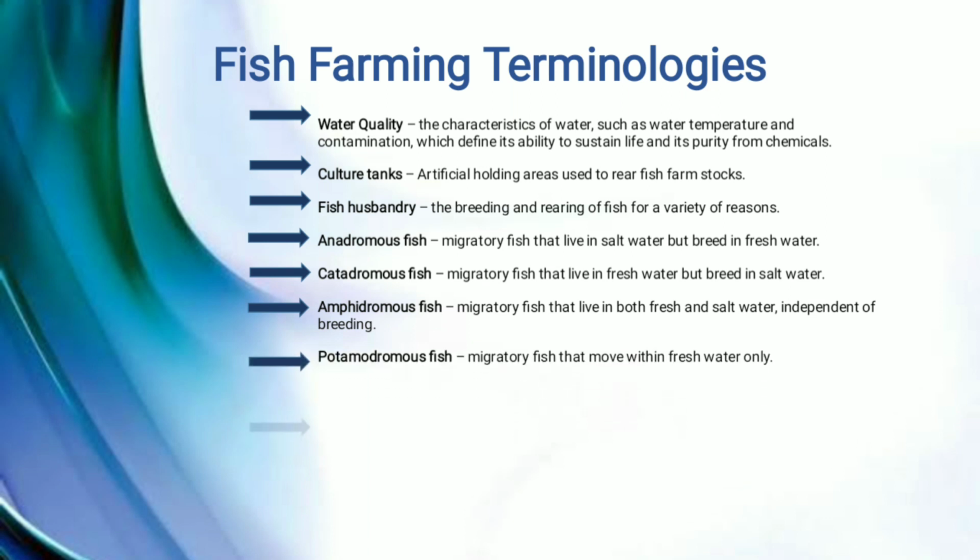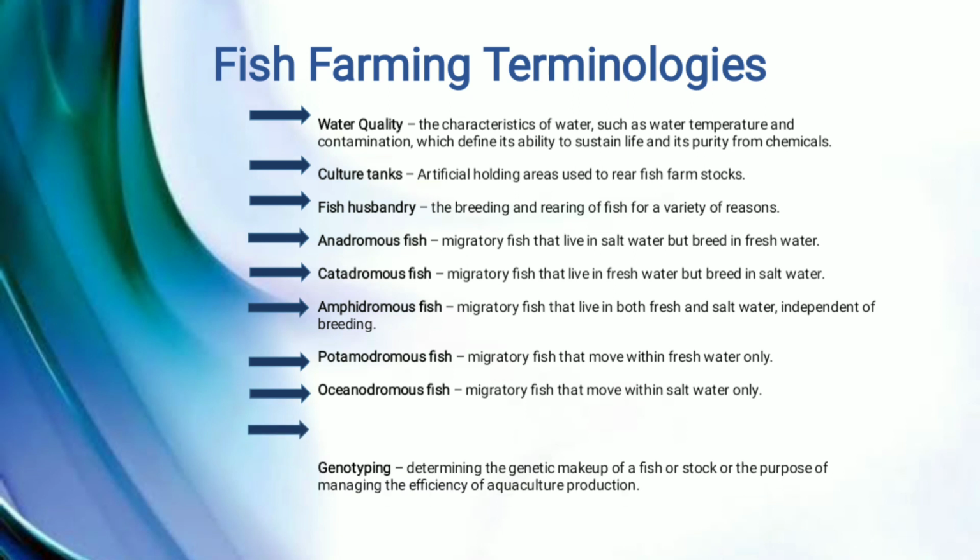And next is apodromous fish, a migratory fish that moves within freshwater only and does not go into the marine water. And next is oceanodromous fish, which lives only in the salt water and doesn't move to the freshwater.